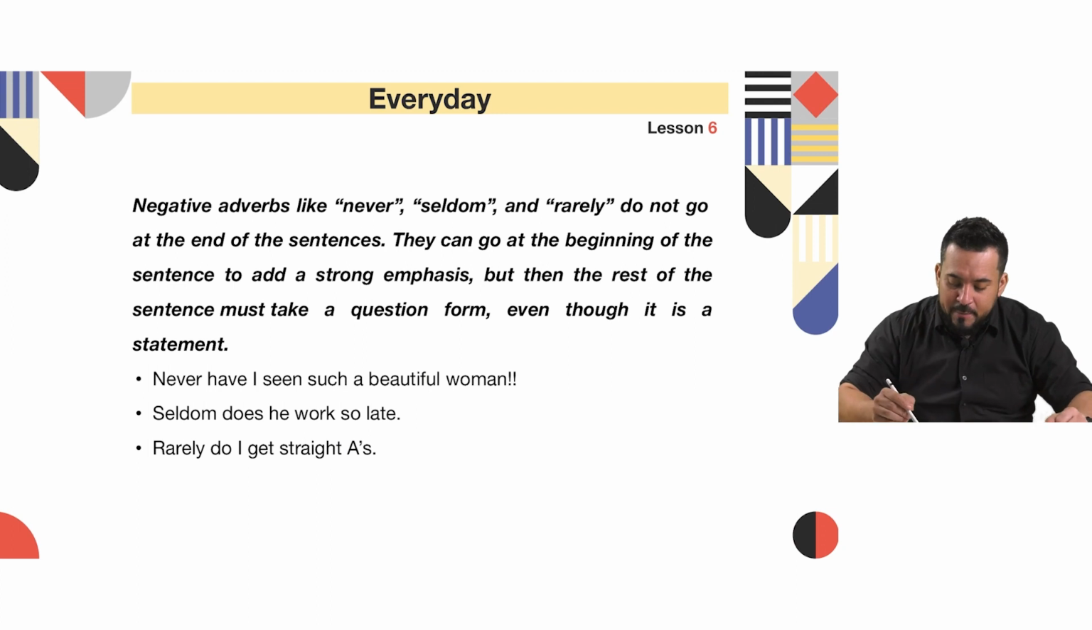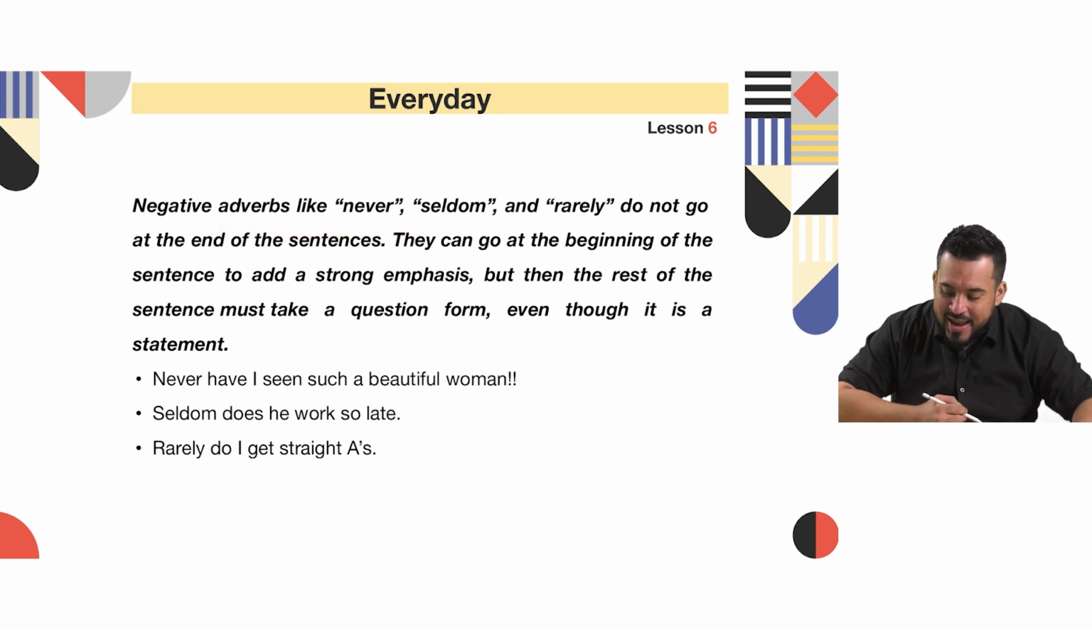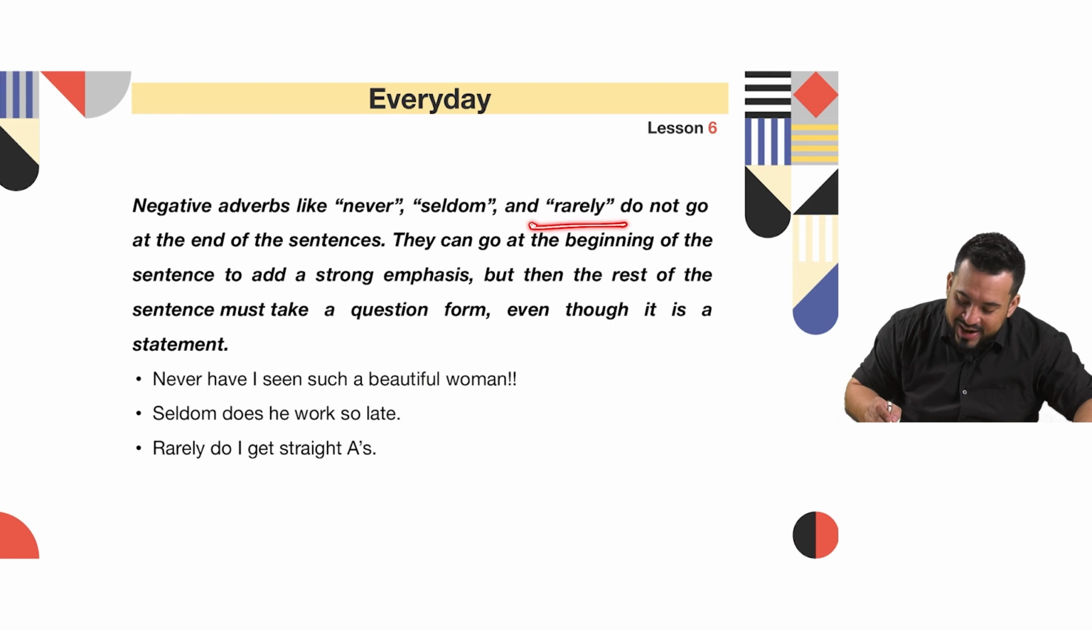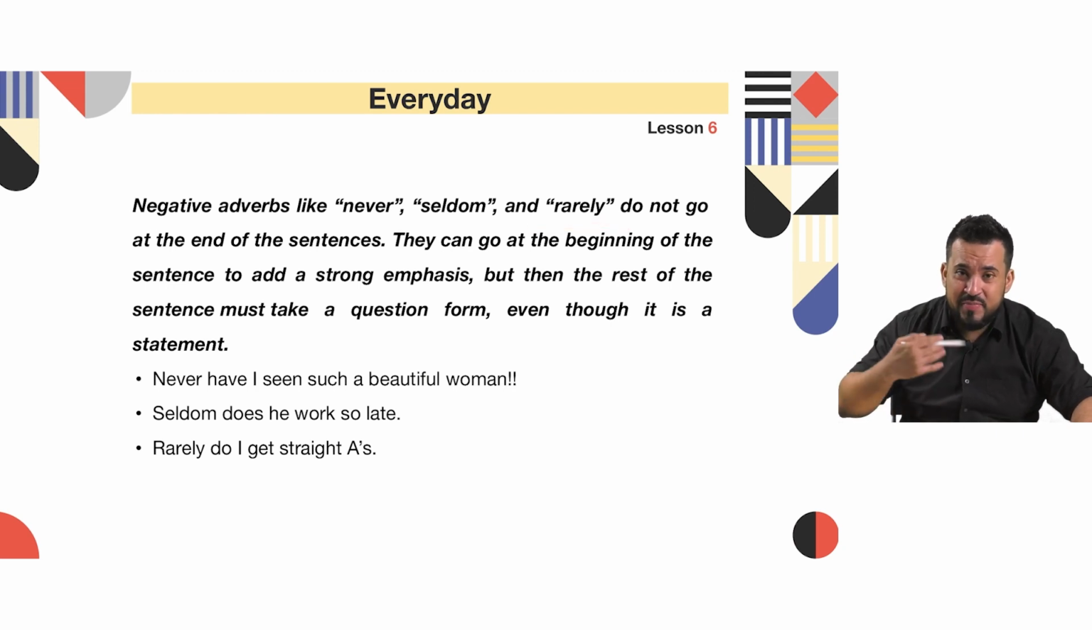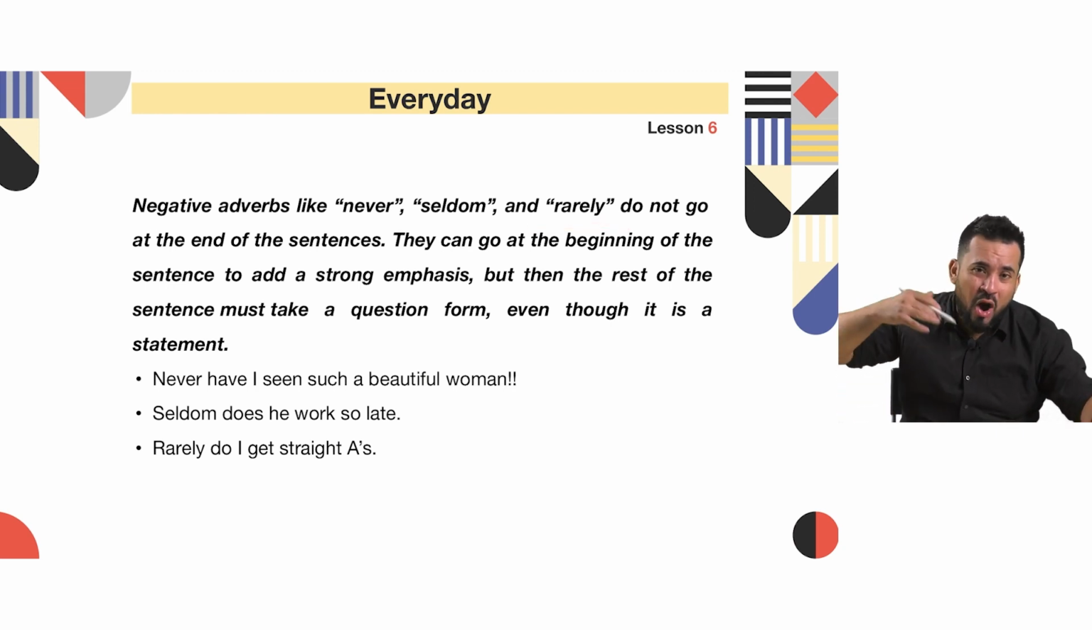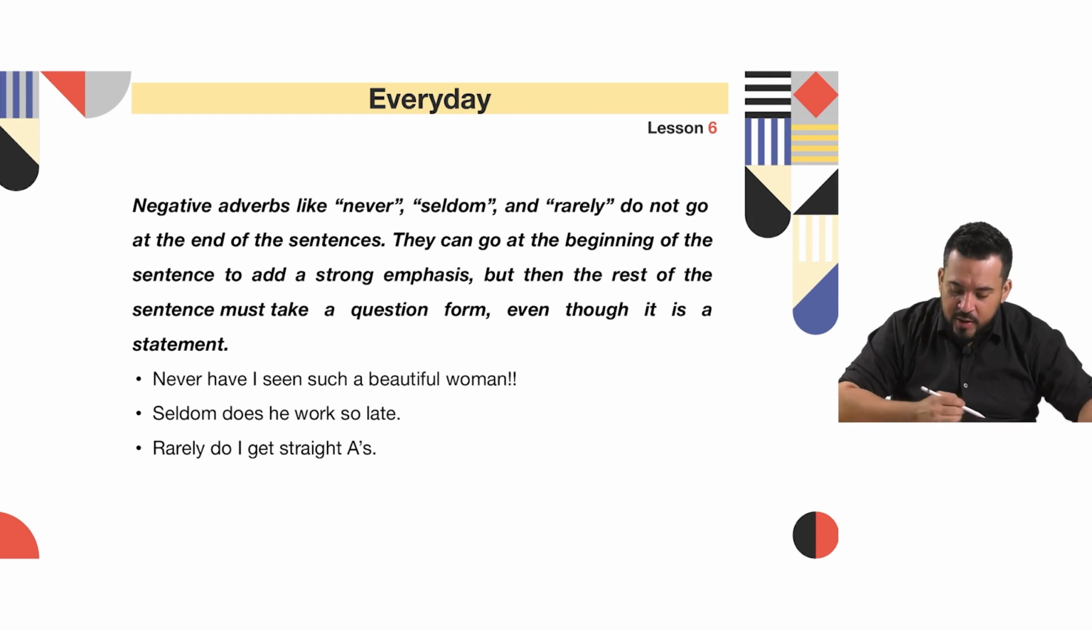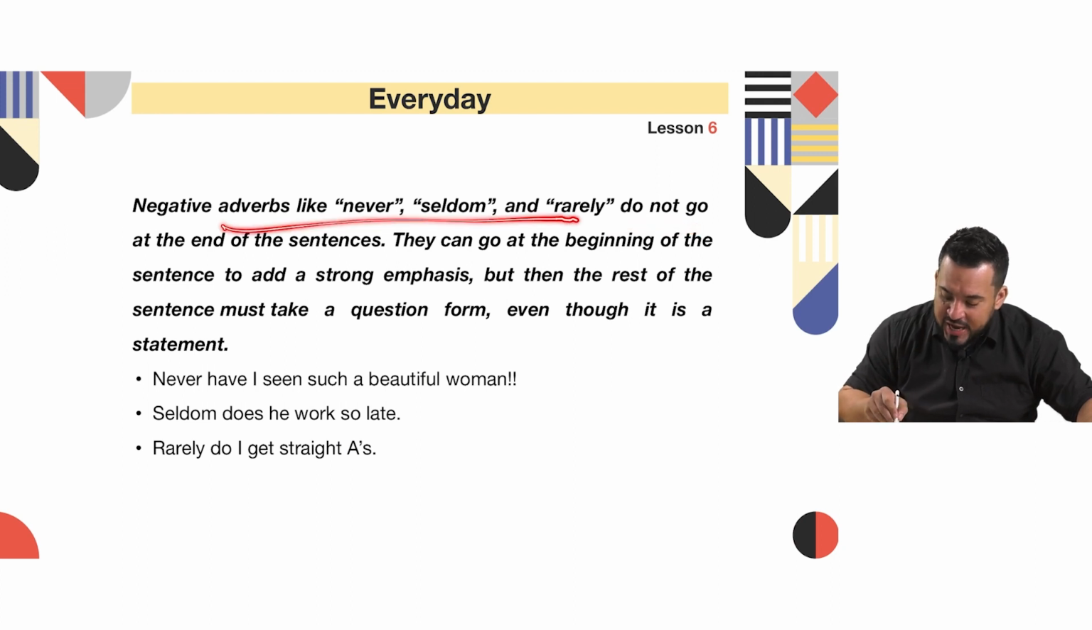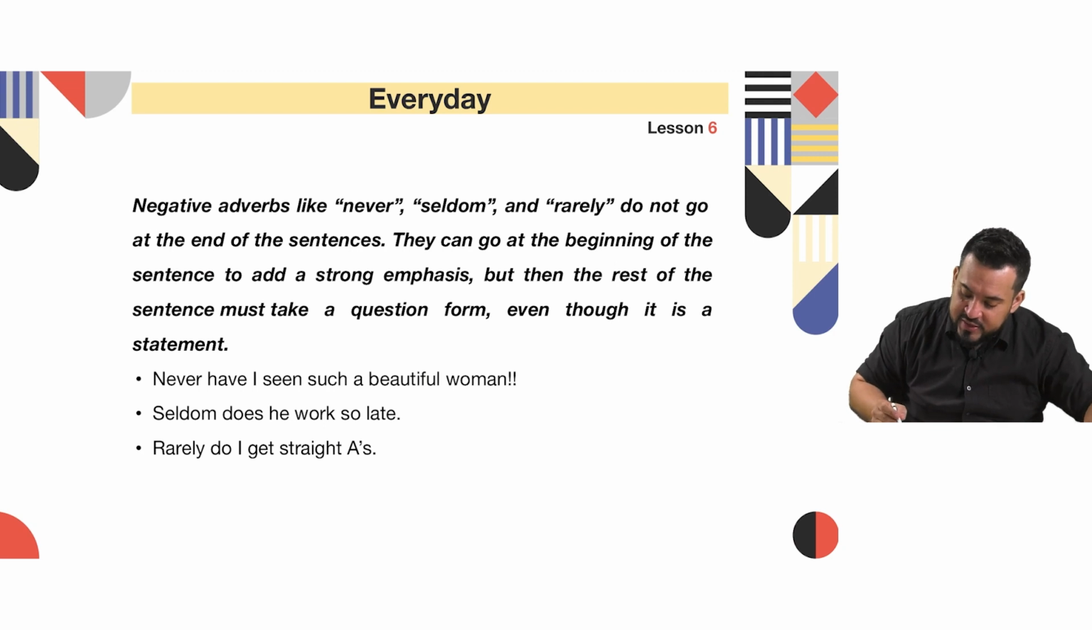All right, let's take a look at negative adverbs like never or seldom or rarely. Okay, those are negative adverbs. It means something never happened or hardly ever happens. Adverbs like these don't go at the end of the sentence. They can be at the beginning of the sentence for strong emphasis, or they can be in the middle of the sentence.